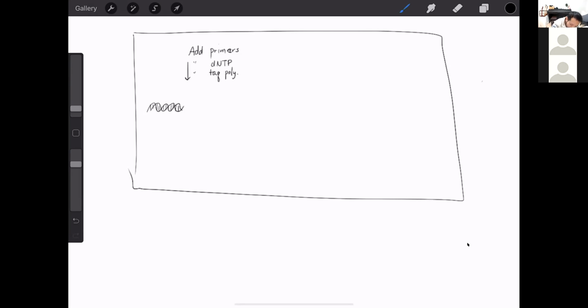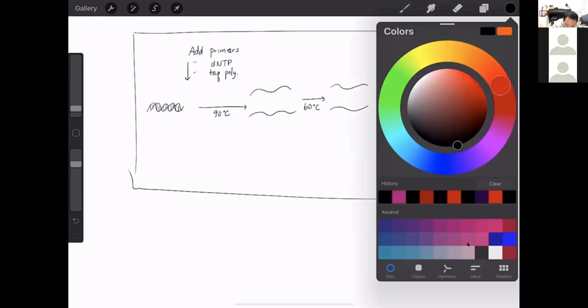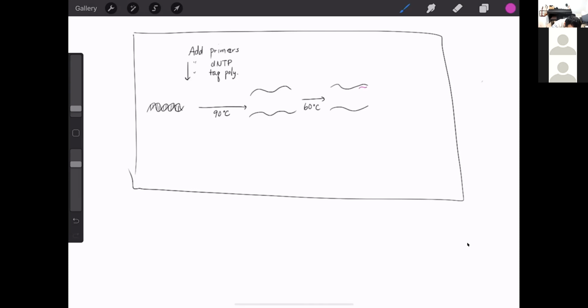So what you do is this. You first bring them up to about 90 degrees. And when you do that, this DNA will actually denature, just like that. And then you allow them to come back down to about 60 degrees. Now, this isn't exact, but you bring them down to 60 degrees. Now, at that point, DNA doesn't renature, but what happens is that the primers will actually attach at that temperature.